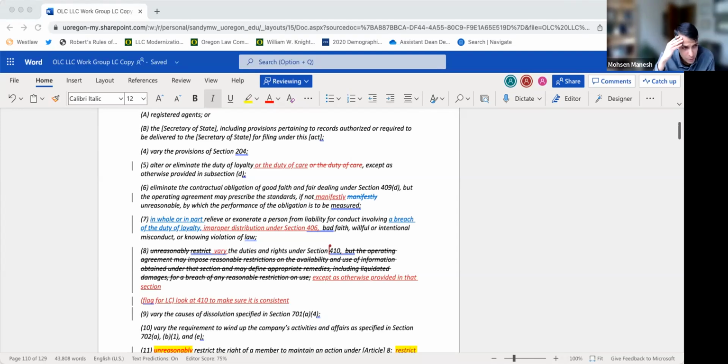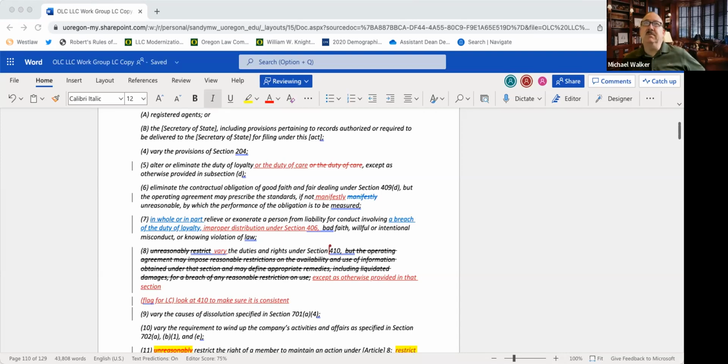Well, if I understand correctly, everything that's in this struck language is in the language that Cody had proposed, other than the additional language including liquidated damages for breach of any reasonable restriction on use. Because the language Cody had proposed does say that the operating agreement may impose reasonable restrictions on the use of information obtained under this section. Right, so we still have that. It's just not baked in here. It's baked into 410 or whatever the section was.